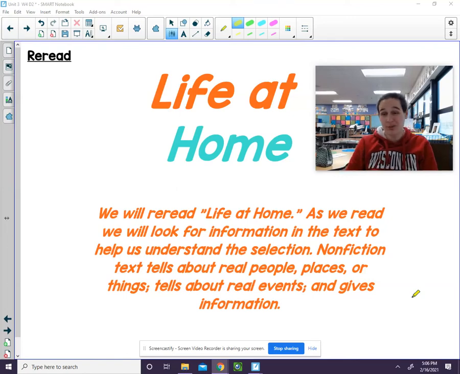To discuss the story you read yesterday, the story called Life at Home. As we look at the story again, we'll look for information in the text to help us understand it better. Remember that nonfiction text will talk about real people, places, or things. It's going to tell us about real events, and it's going to give us factual information. We can also use the photographs and illustrations to help us understand the story better.